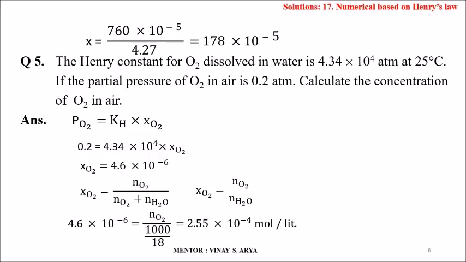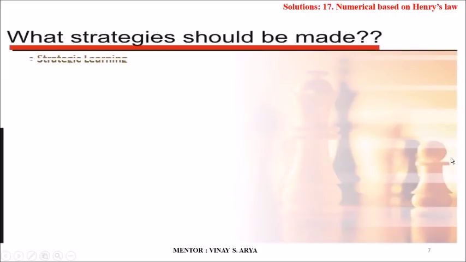Value of PO2 is 0.2. KH is 4.34 into 10 to the power 4. XO2 we have to calculate. So the relation becomes 0.2 is equal to 4.34 into 10 to the power 4 into XO2, or XO2 is 4.6 into 10 to the power minus 6, or XO2 is equal to NO2 upon NO2 plus NH2O, or XO2 is NO2 upon NH2O. So substituting the value, 4.6 into 10 to the power minus 6 is equal to NO2 upon 1000 upon 18 mass of water, which on simplification gives NO2 equal to 2.55 into 10 to the power minus 4 moles per liter, which is basically the desired answer.